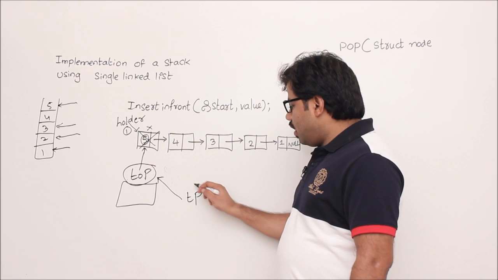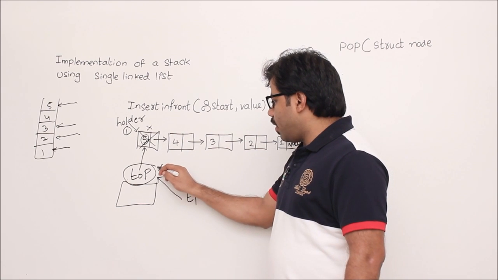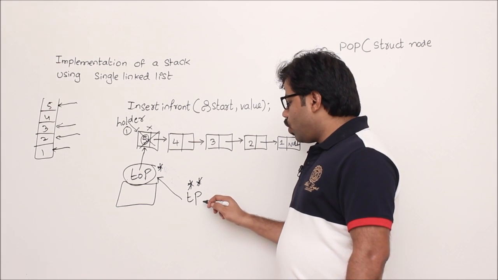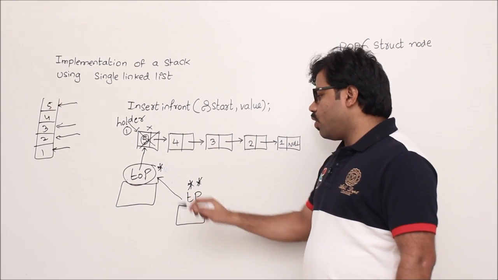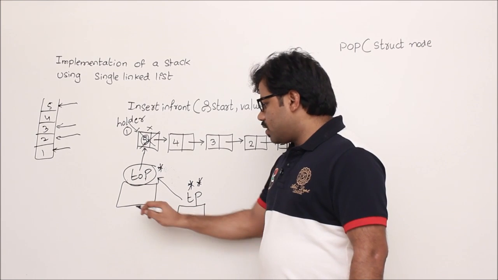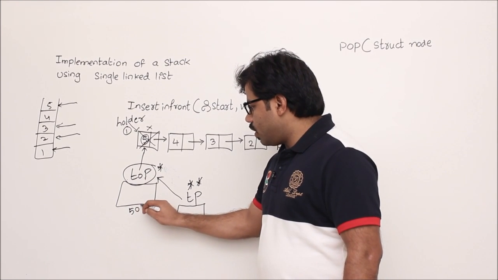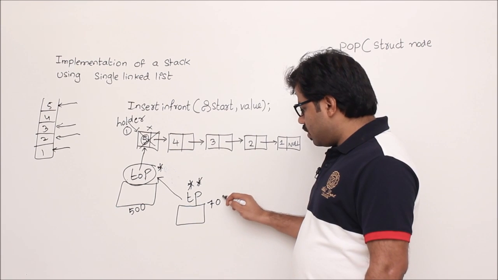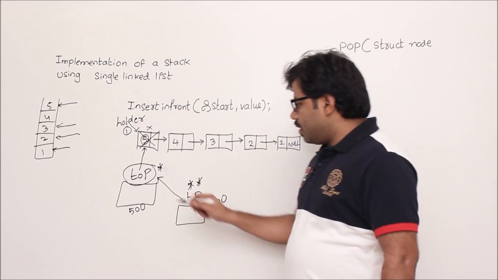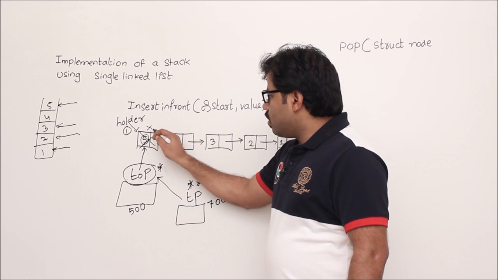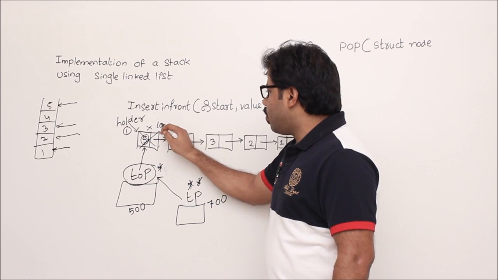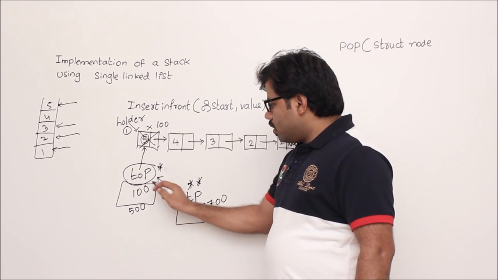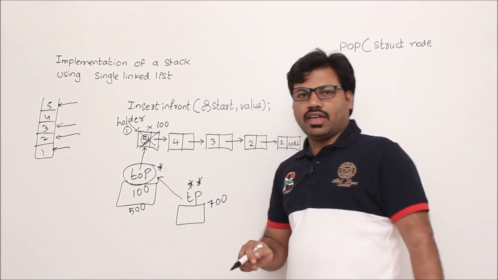Then this TP is called a double pointer, because top is a single pointer. Top is a structure pointer. Then this TP is going to be a double pointer, and it is going to have the address of this box. Example, this is 500, let's say the address of top. Then this TP's address is, let's say, 700. Just imagination. Then the content of top is what? This one, right? Initially this first box address is 100. I am showing all the addresses: this box is 100, this box is 500, this box is 700.